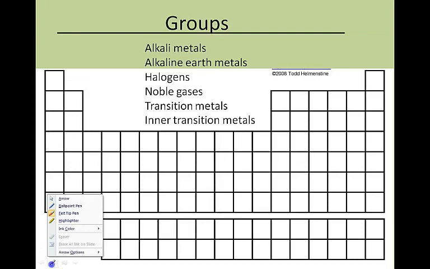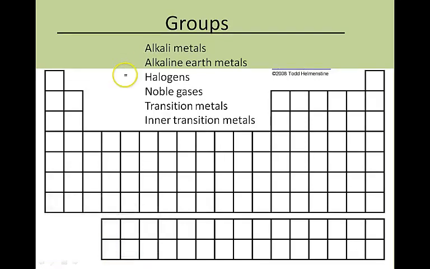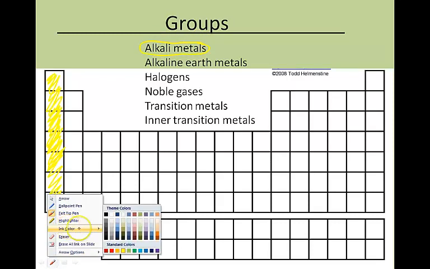What we're going to do now is label each group on the periodic table with a different color. The alkali metals are this column over here on the far left. These tend to be very reactive. If you want to see something really fun, Google alkali metals on YouTube. You can see some good explosions there.